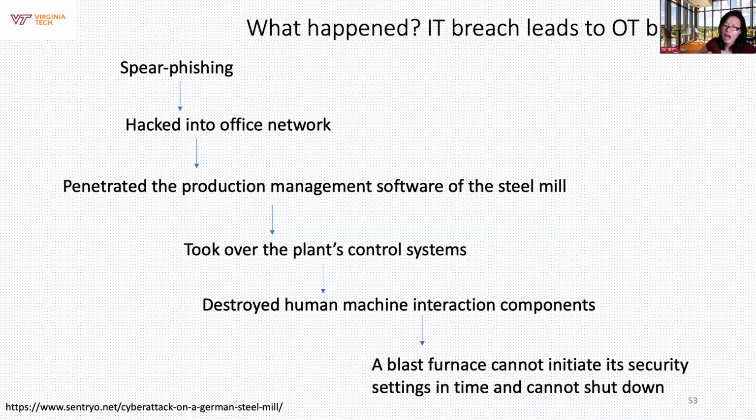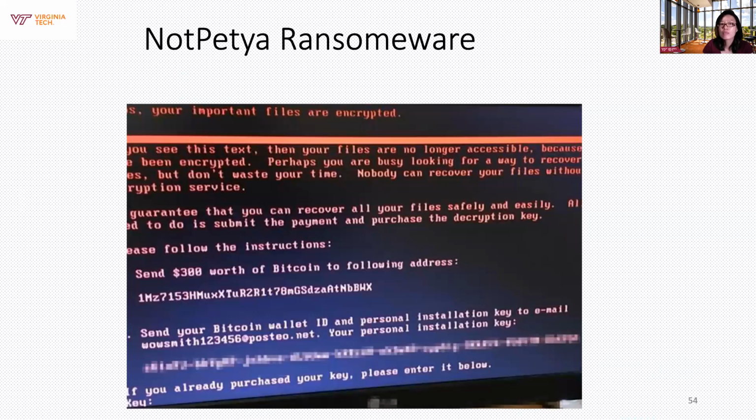Some hacker hacks into the office network and control management software, takes over the plant's control system, and compromises the human-machine interaction. This is where the operators monitor whether the steel mill is working properly, and in the end the furnace cannot shut down. Really bad, very scary.